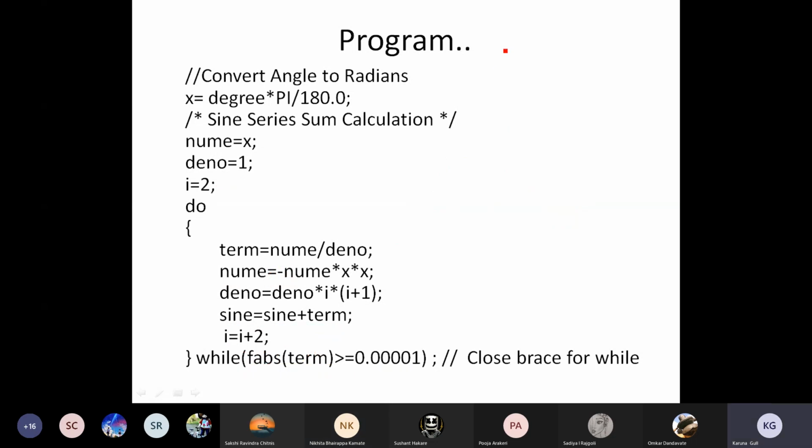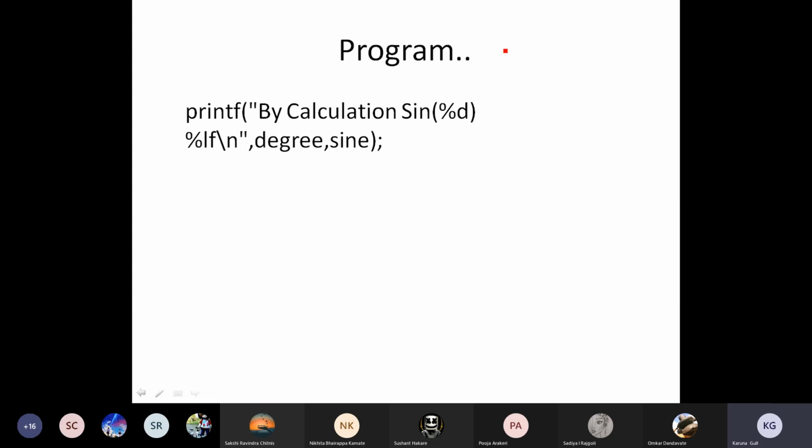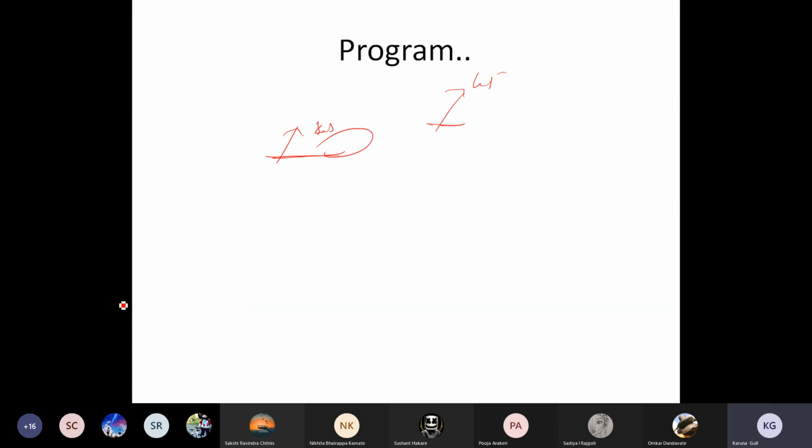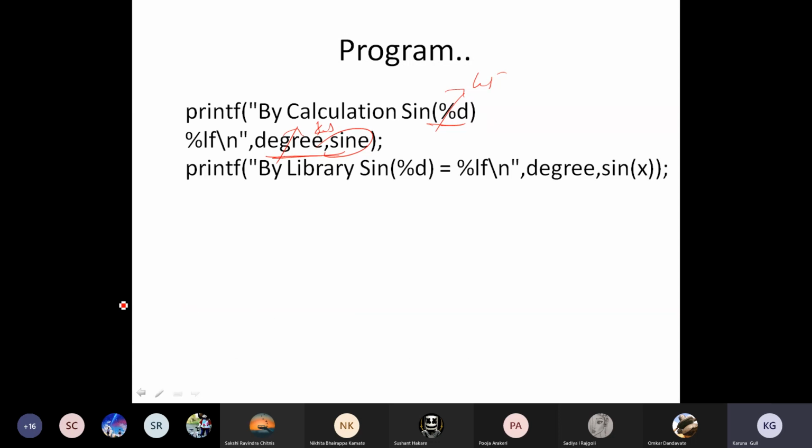Okay, so once I come out of this loop, I'll be writing it as sine of percentage d, right? Whatever angle you have given, maybe 45, it is going to give us the 45 along with the value that you calculated here for the sine. That value is going to be printed here.